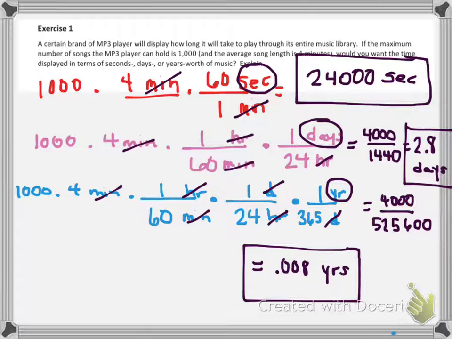So the question then is, what would we rather see? Would we rather see this MP3 player holds 24,000 seconds worth of songs? Would we rather hear that this MP3 player holds 2.8 days worth of songs? Or would we rather hear that this MP3 player holds 8 thousandths of a year worth of songs? I think we can quickly eliminate 8 thousandths of a year. That doesn't sound like I really know what that means. I don't know what 8 thousandths of a year would be.